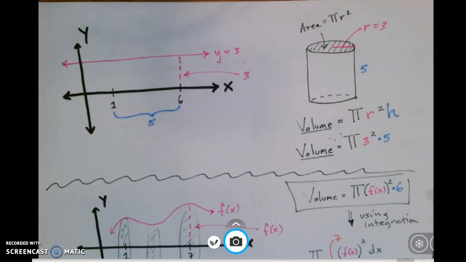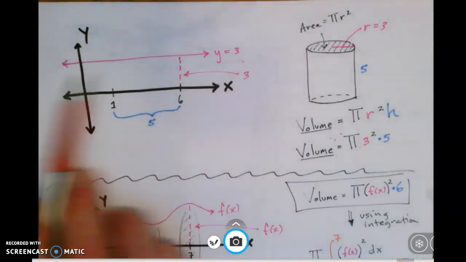Okay, volumes of lines rotated around the x-axis. You can go both the x and the y, but we're only going to focus on the x. This is how we do it. So the most basic function we have is a horizontal line.